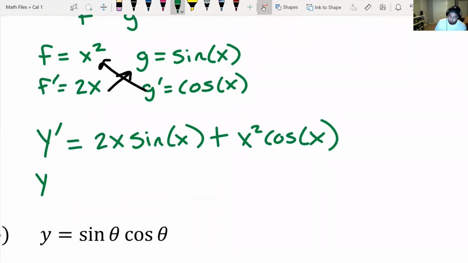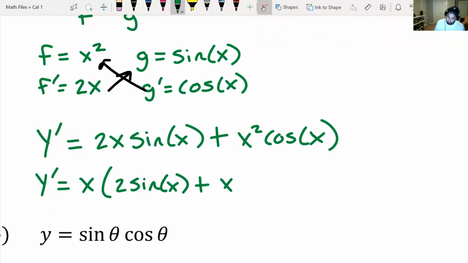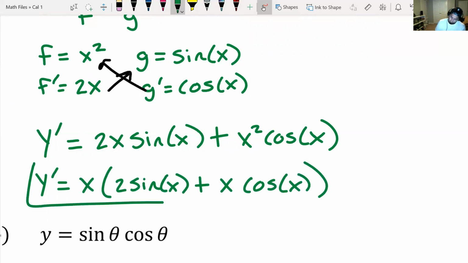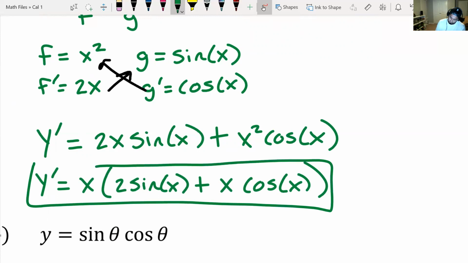If we want to be really neat and picky, what is your greatest common factor? Just an x, right? So you'd have x times 2 times the sine of x plus x cosine x. There we go. All right. Nothing to it. I told you. Calculus is easy until 2.7.